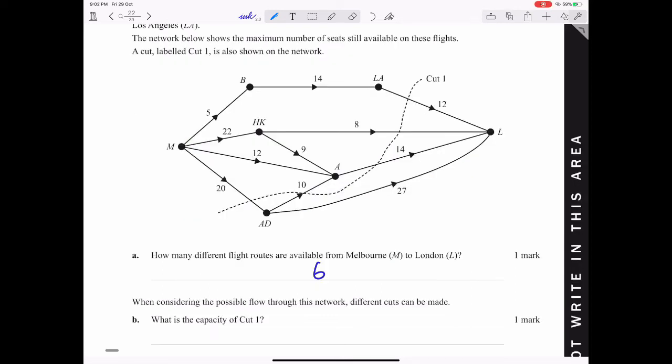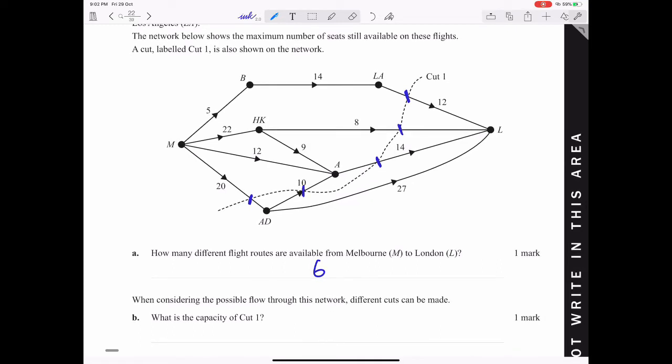When considering the possible flow through this network, different cuts can be made. B, what is the capacity of cut 1? So for cut 1, we just got to calculate arrows that move forward. So basically, we're calculating the arrows for 12, 8, 14, and 20. It wouldn't be 10, because if we block all the seats from 20, that means there can't be any flowing through this arrow. So therefore, you'd only block 20, and you wouldn't block 10.